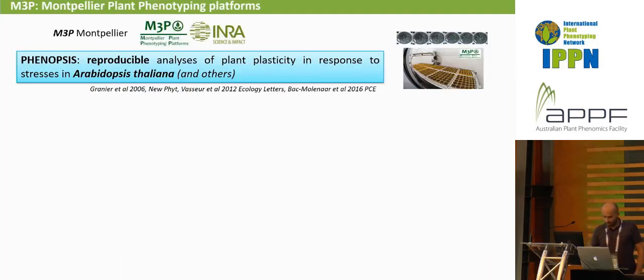So M3P stands for Montpellier Plant Phenotyping Platforms and holds 3 different platforms. The first one is Phenopsis, that is devoted to the analysis of plant plasticity in Arabidopsis thaliana in response to different stress.